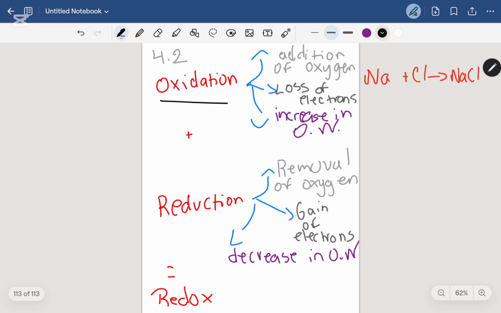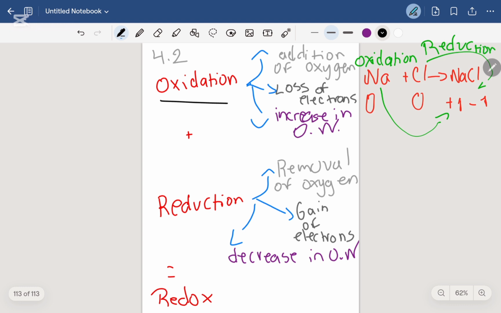Na, its original charge was 0. Cl, its original charge was also 0. However, in the compound, Na gets a charge of +1 and Cl gets a charge of -1. So what happened to the Na was that it lost electrons, so that means Na underwent oxidation. Okay? What happened to the Cl was that it gained electrons, that means it went under reduction.